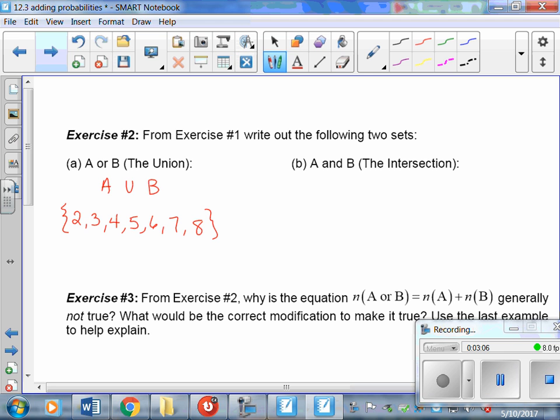If you're making a list of the people going to your wedding, you're not going to include Uncle Frank twice. You're just going to include him once because he's not going to take up 2 seats at your wedding. A and B is sometimes written like this, and that's just the intersection, the common elements that they have in common, which is just going to be 2.